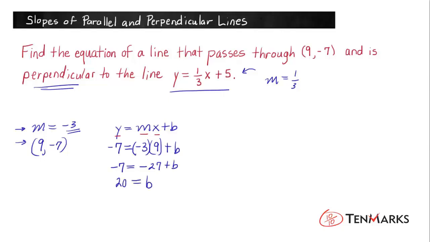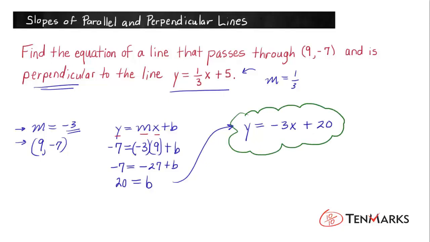Now we know what the y-intercept is, and we have enough information to complete the equation of the line we're looking for. The equation is going to be y equals our slope of negative 3 times x, and then we're going to add the b at the end, so plus 20. The equation of a line that passes through (9, negative 7), and is perpendicular to the line y equals 1/3 x plus 5 is y equals negative 3x plus 20.